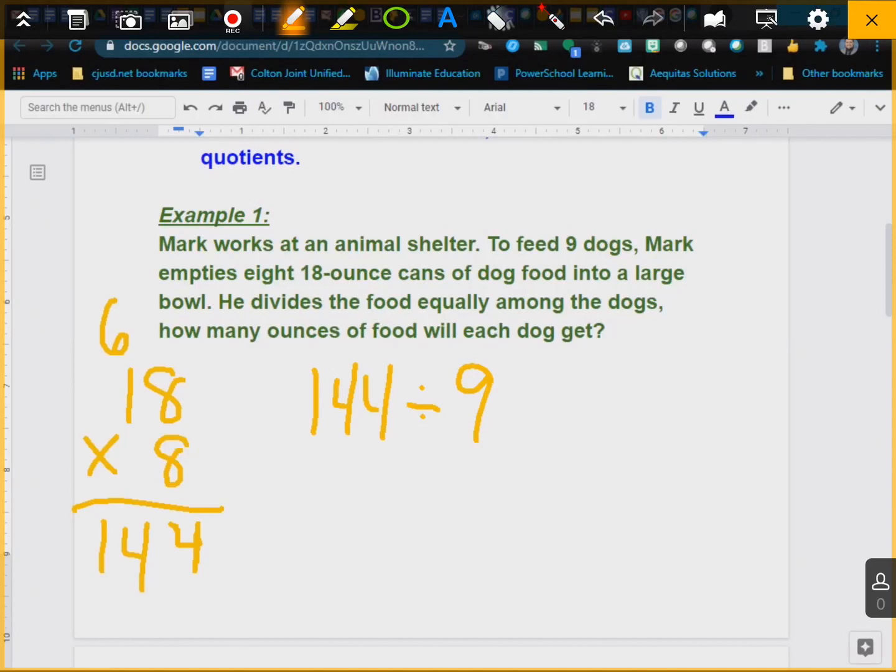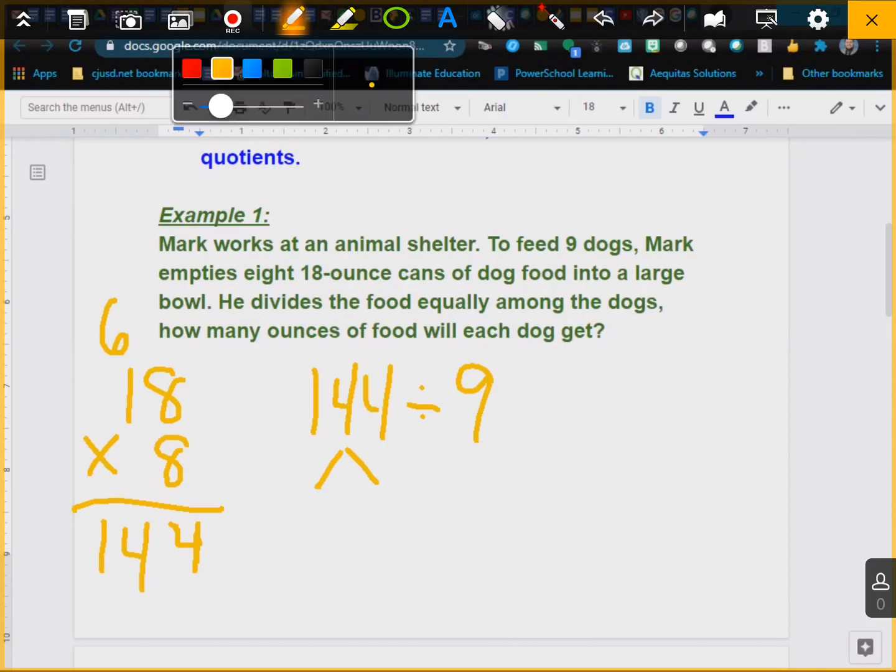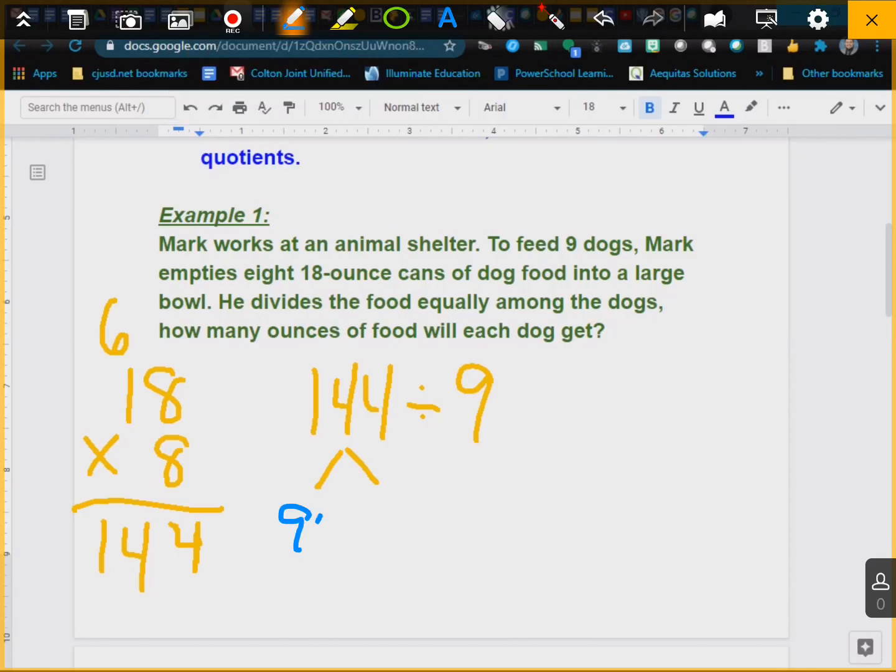Now, I don't know what 144 divided by 9 is by itself, so I'm going to break it into smaller parts. Okay? So I know 9 times 10 is 90. Okay, so you see that? And I'll do this in a different color so we can understand it better. 9 times 10 is 90. Alright, that's my biggest thing that I can do, 9 times 10. Well, what's 144 minus 90? And I'm subtracting that to find out what the other number over here is going to be.